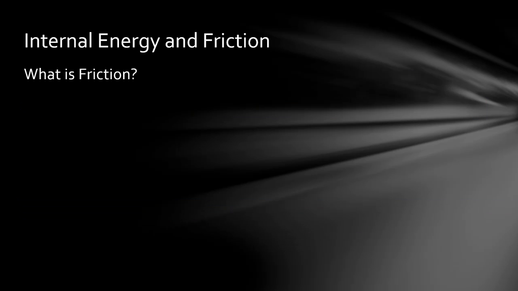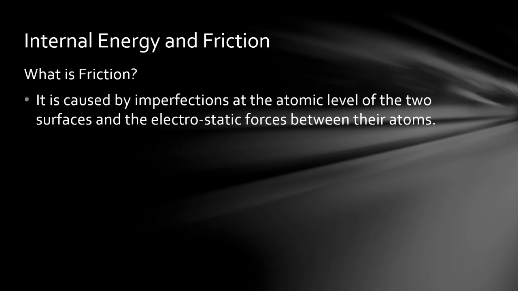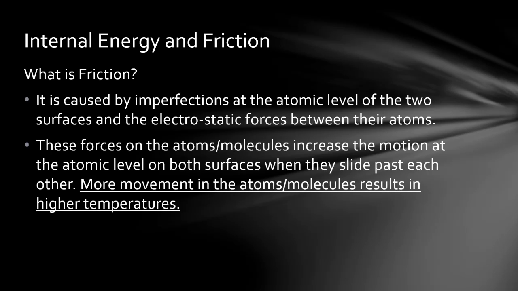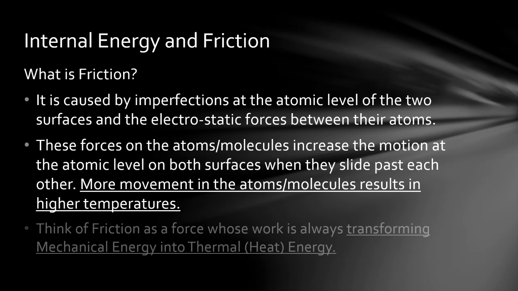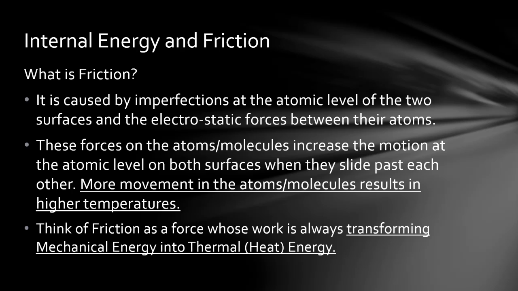So let's talk about what friction is. Friction is an opposing force between two surfaces that want to slide across each other. It is caused by imperfections at the atomic level of the two surfaces and the electrostatic forces between their atoms. These forces on the atoms/molecules increase the motion at the atomic level on both surfaces when they slide past each other. More movement in the atoms/molecules results in a higher temperature. Think of friction as a force whose work is always transforming mechanical energy into thermal energy, which we will also call heat.